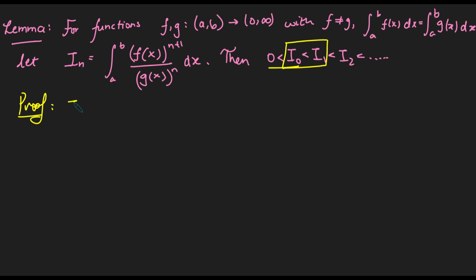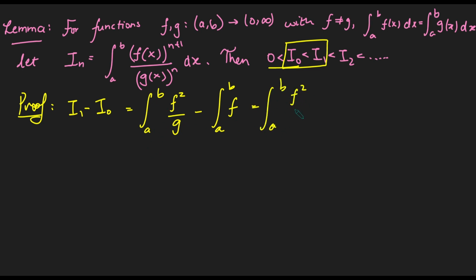And the way we're going to do that is by considering I_1 minus I_0. And that just by definition is the integral from a to b of f squared over g, and I'm deliberately not going to write all the x's here just because I'm being a bit lazy, minus the integral from a to b of f. So when you plug in n is 0. Cool. Just using the linearity of integration, I can bring these into one integral. So it's the integral from a to b of f squared over g minus f.